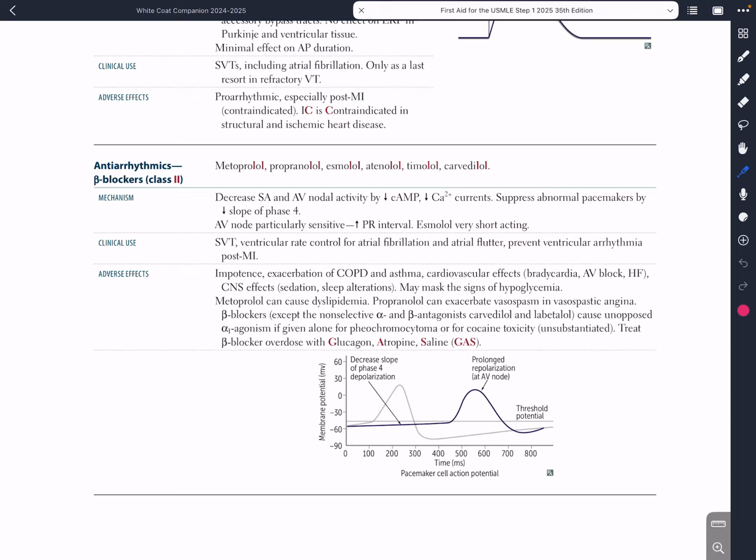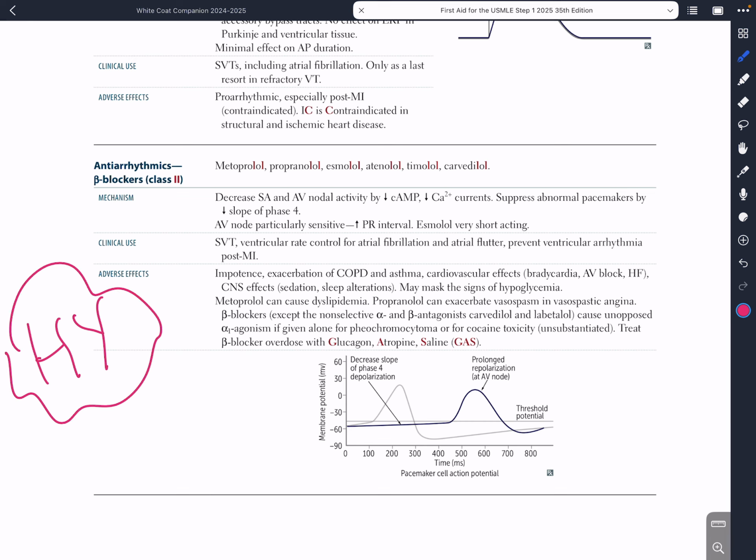So beta blockers are very sensitive to AV nodes, specifically increasing PR interval. Okay, beta blockers increase PR interval. Adverse effects of beta blockers. So this is very important. High yield stuff.